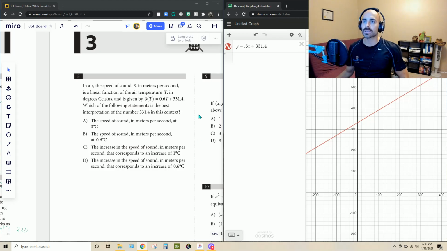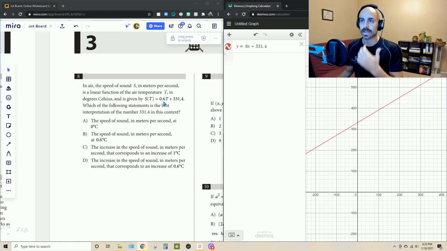In this case, they give us the speed of sound is a linear function of the air temperature. It's given by S of t equals 0.6t plus 331.4. And we can see that this is the SAT again throwing some wrenches at us.